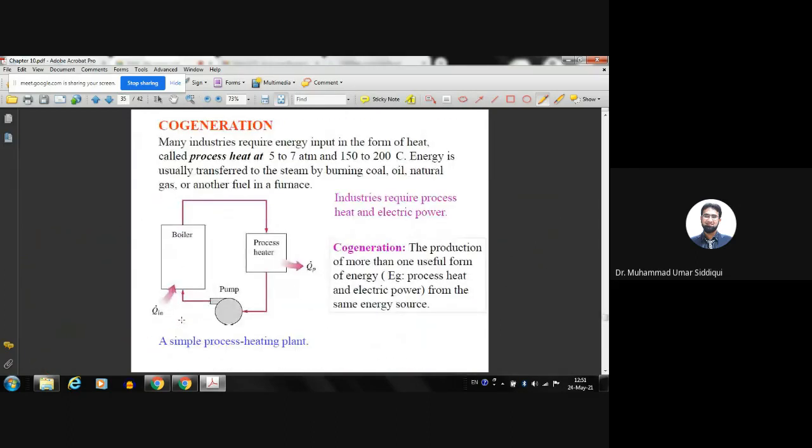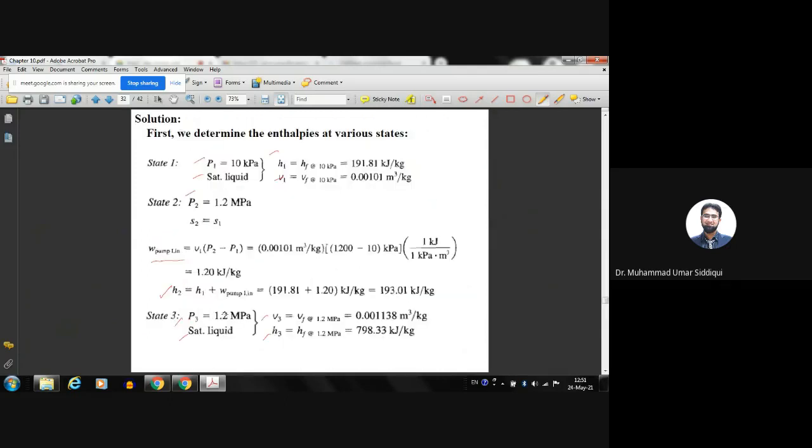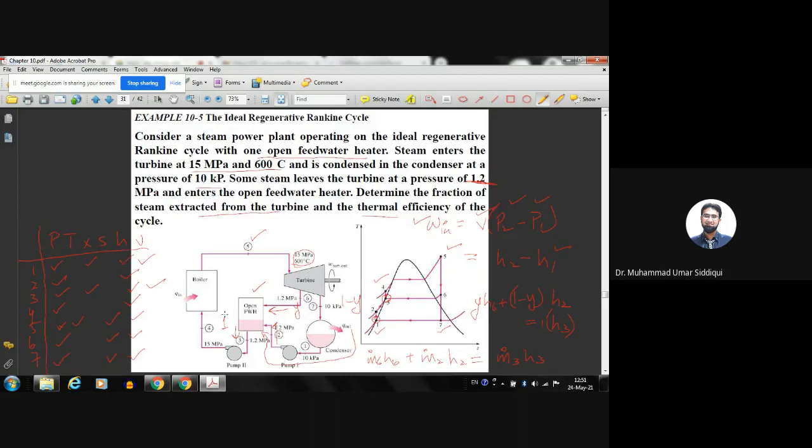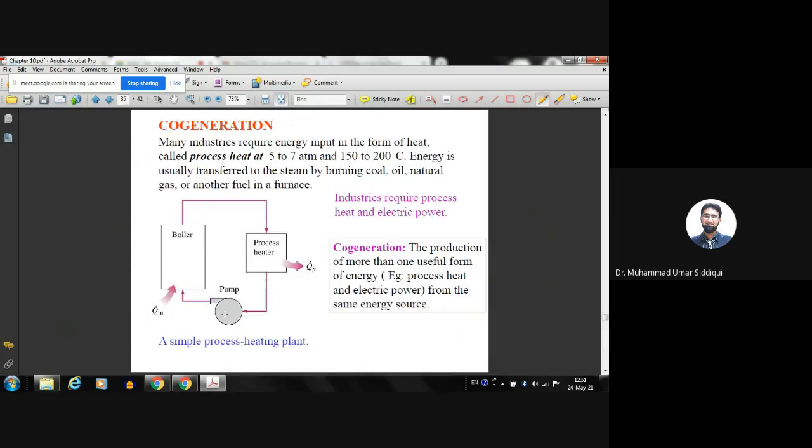So the next topic is related to cogeneration. If anybody has any question regarding this problem solution, please let me know. Okay, now let's start the next topic.